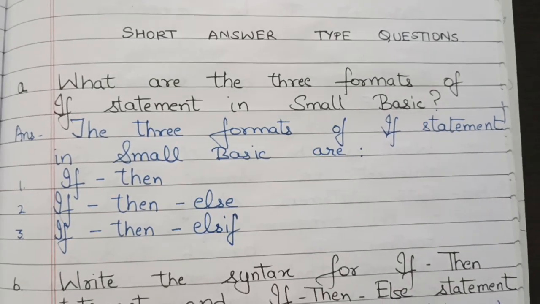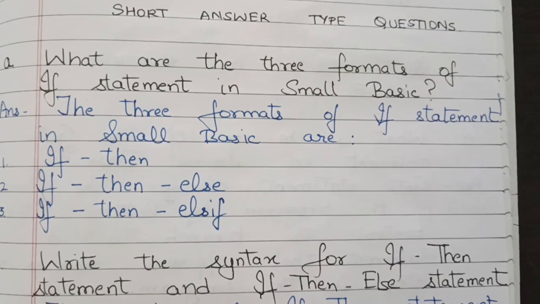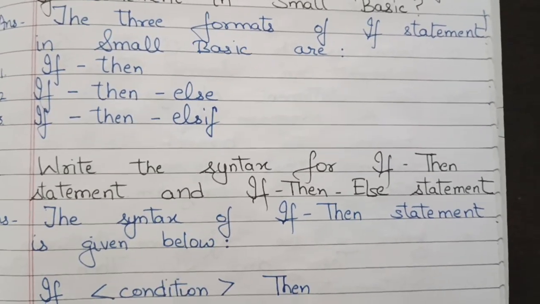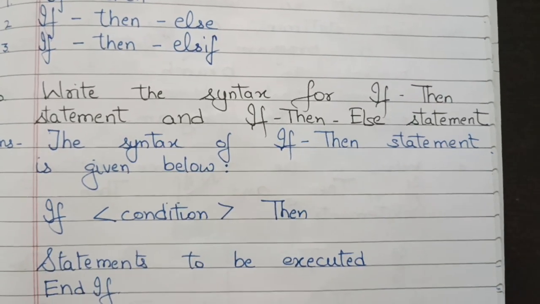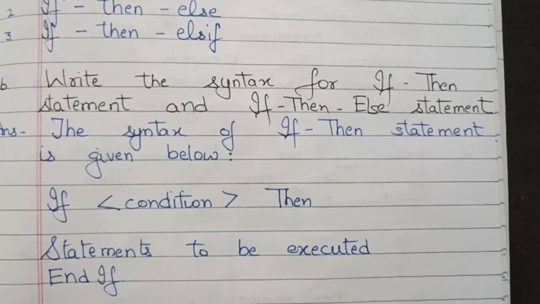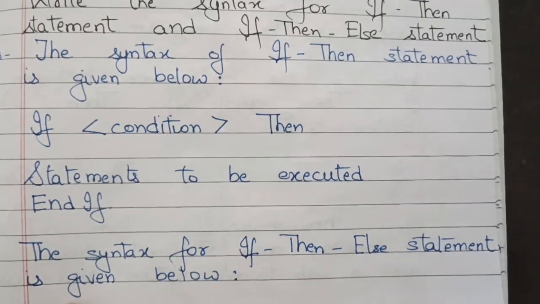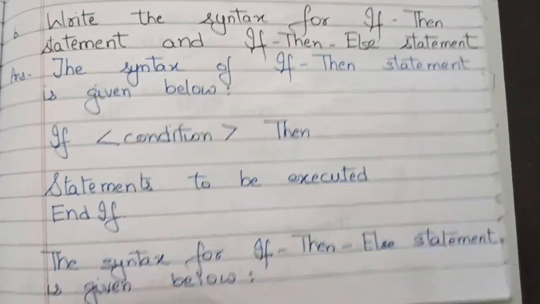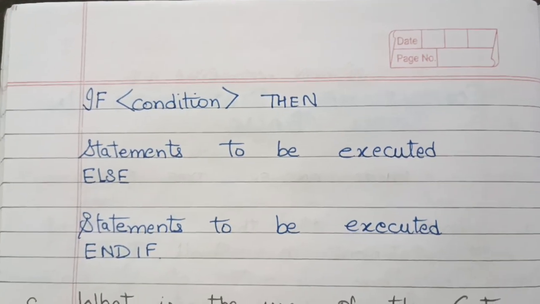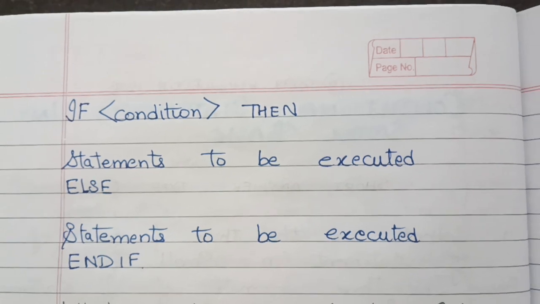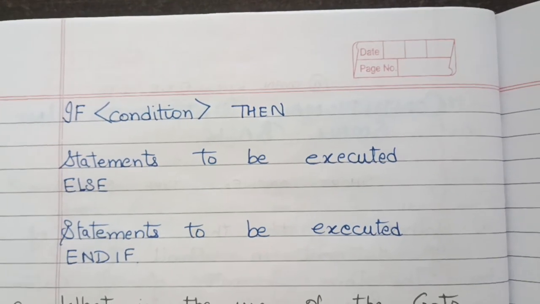Next, write the syntax for the If Then statement and the If Then Else statement. So this is the syntax. If condition Then, statements to be executed, End If. The syntax for the If Then Else statement is given below. Now this is the syntax, you can note down. If condition Then, statements to be executed, Else, statements to be executed, End If.